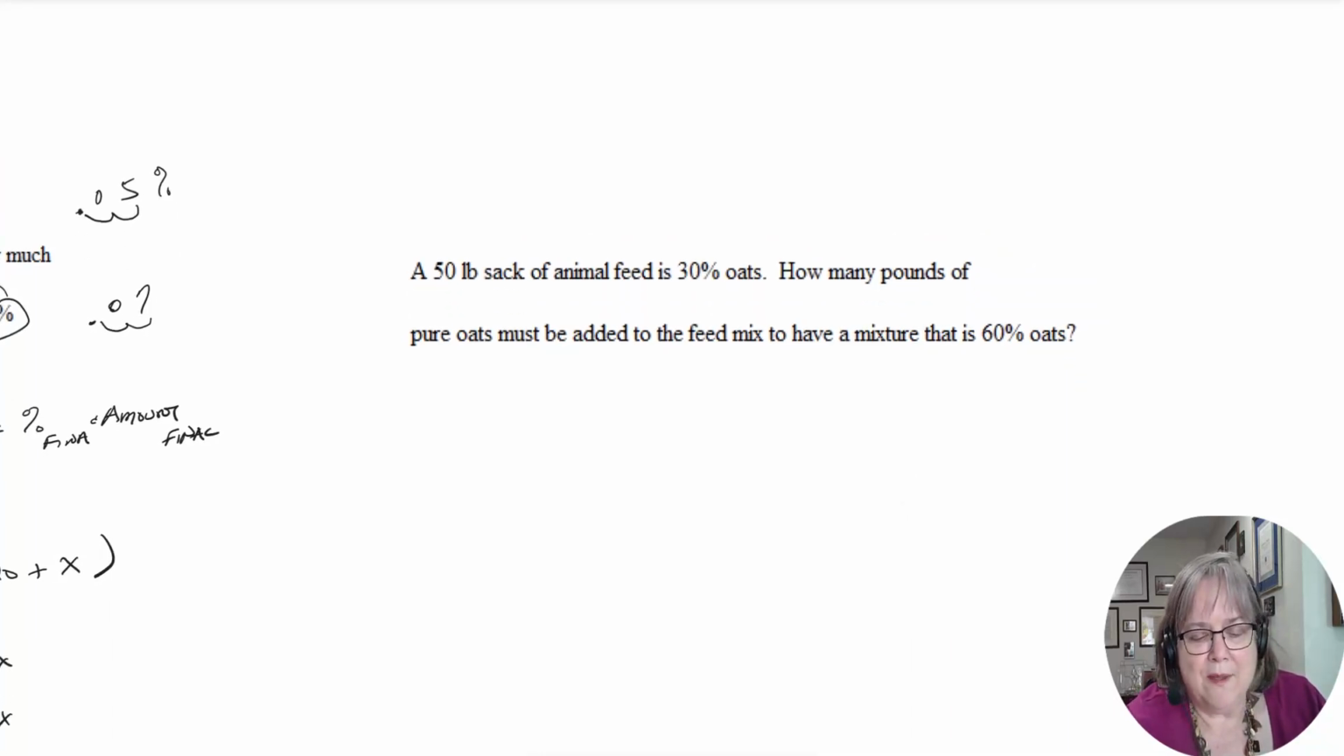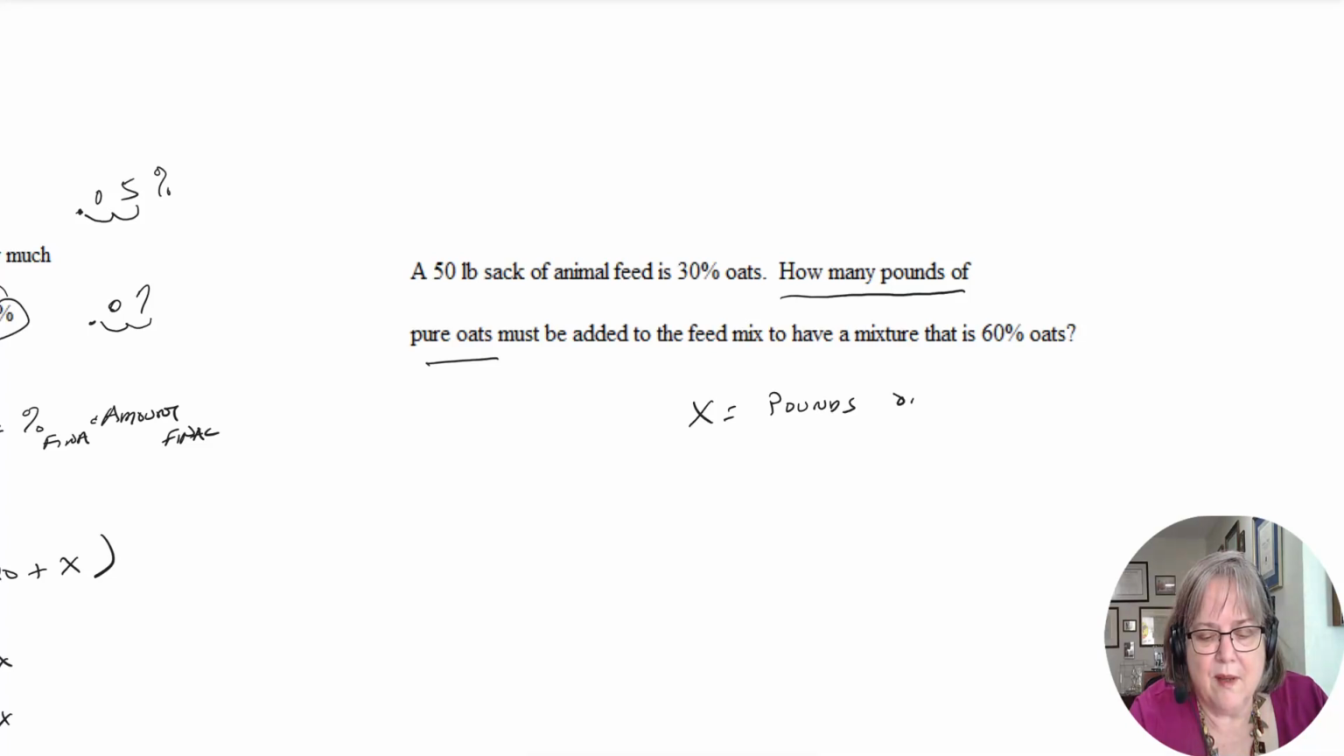Okay. A 50-pound sack of animal feed is 30% oats. How many pounds of pure oats must be added to the feed mix to have a mixture that is 60% oats? Alrighty. So how many pounds of pure oats? That's the question. Let's let X be the number of pounds of pure oats. Now, what does that mean? It's just straight oats. There's nothing mixed in with it.